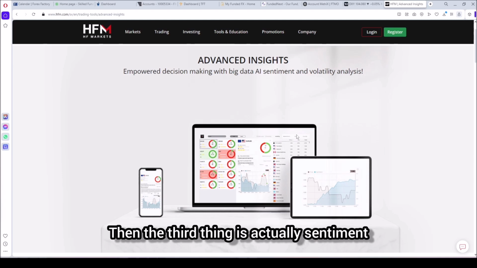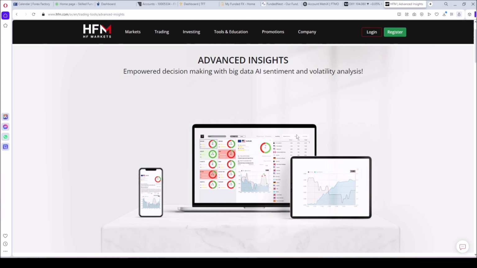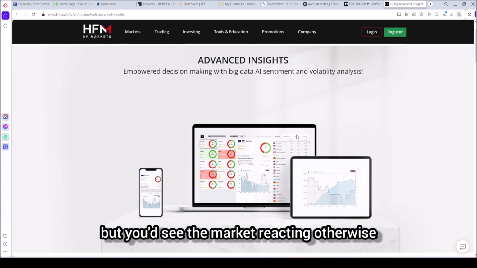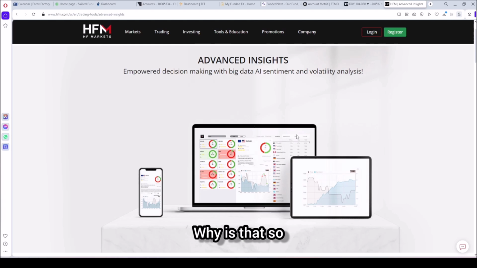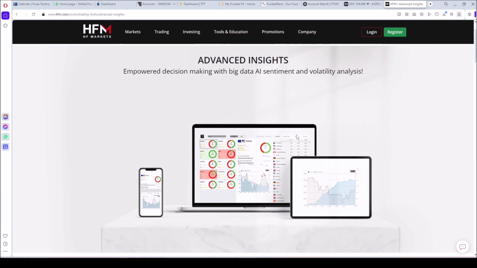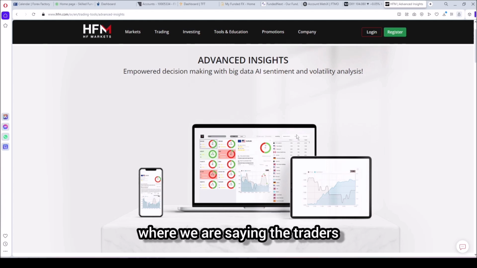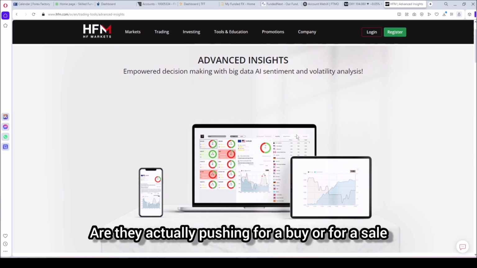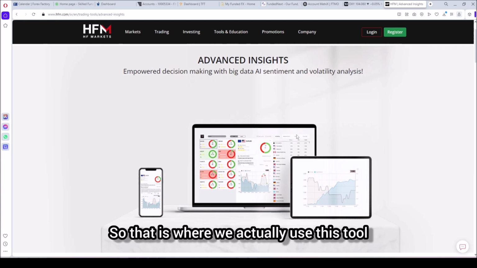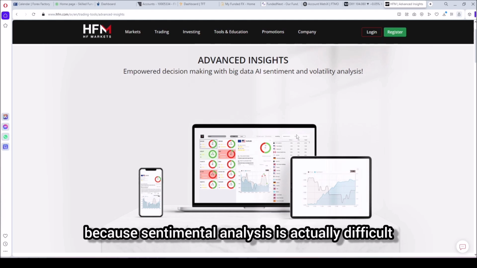Then the third thing is sentiment. Sometimes the NFP can come positive, but you'd see the market reacting otherwise. Why is that so? It's all pushed by the sentimental part of trading, where we are asking how the traders are reacting. Are they pushing for a buy or for a sell? Are they buying in what has just been released, or are they not? So that is where we use this, because sentimental analysis is actually difficult.